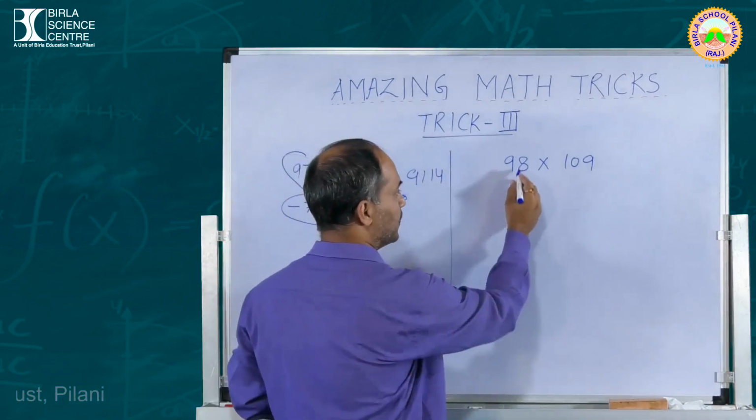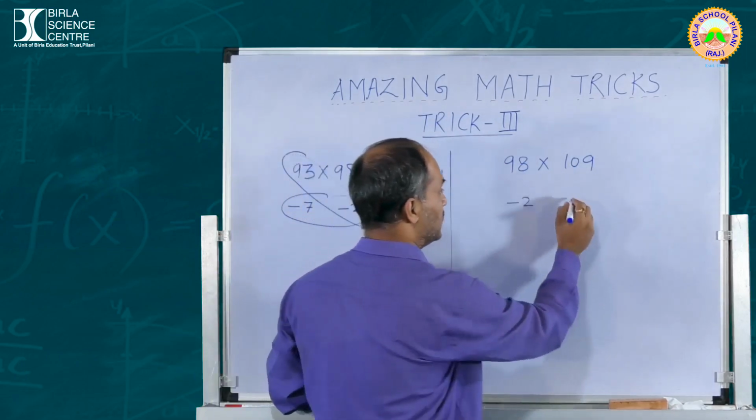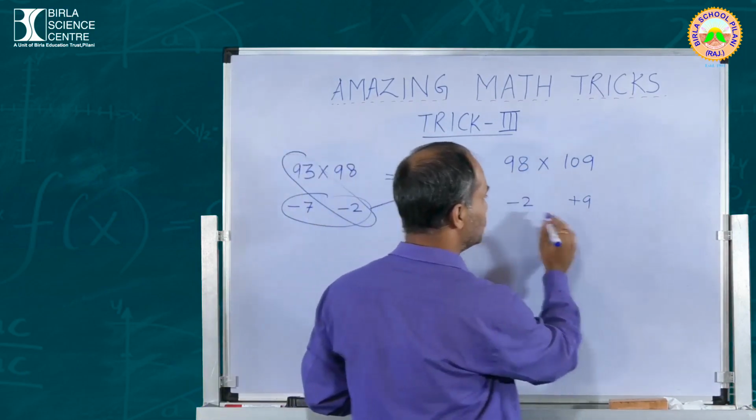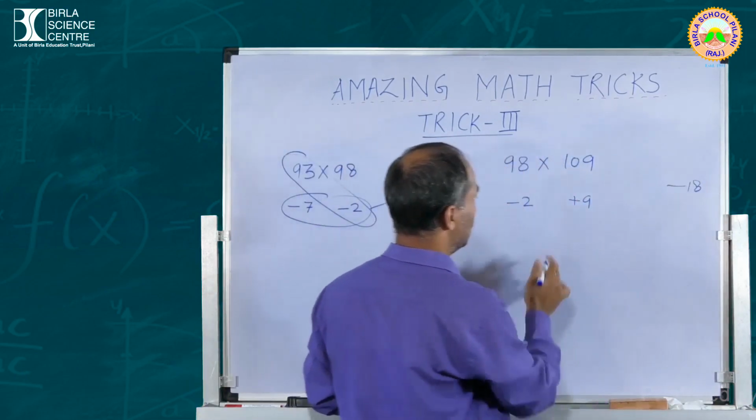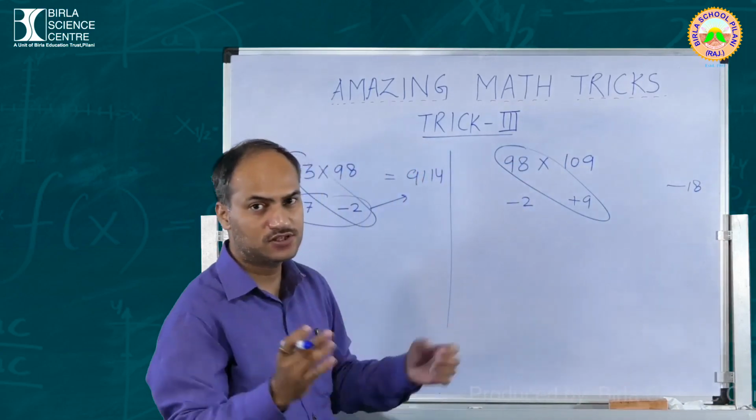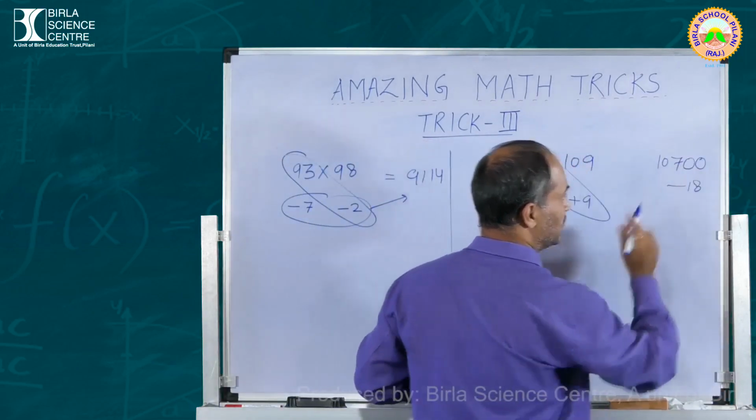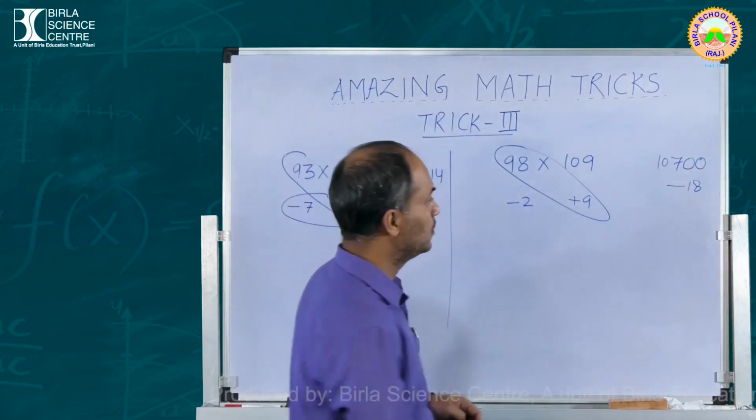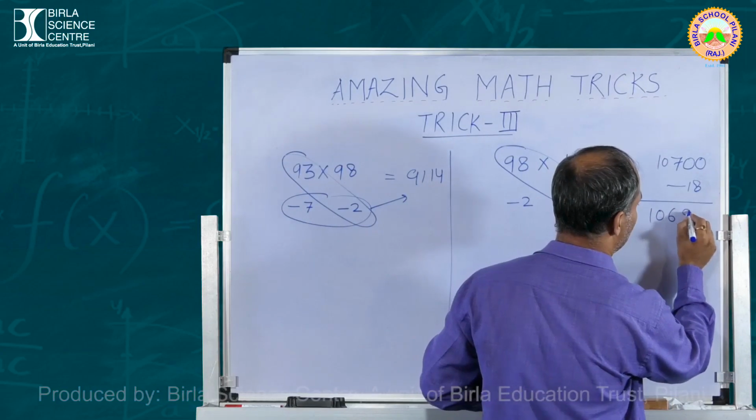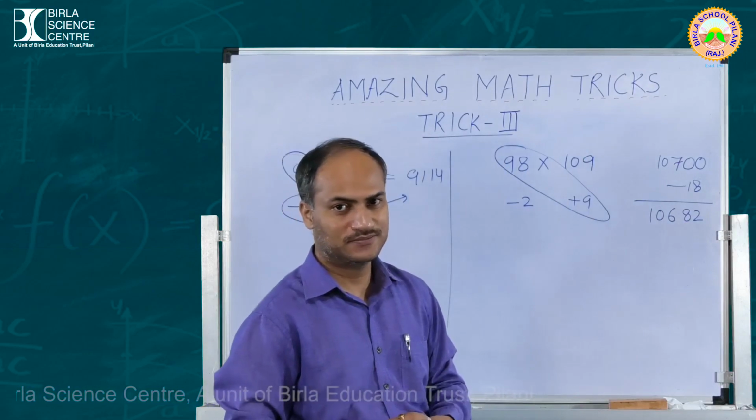Now quickly see here, this is minus 2 because it is less than 100. It is plus 9 because it is more than 100. Now multiply these two, 9 2s are 18. It is negative. Now combining these two, we get 98 and 9 means 107. So 107, because of these digits, it is 00. So combining this, we get 10682. Okay, 10682 is the answer.